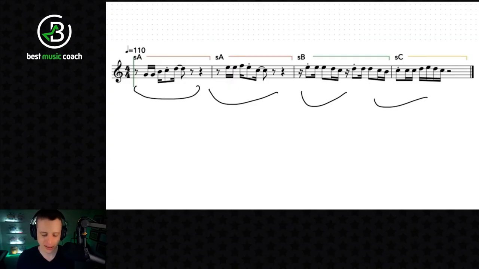AA'BC, we have an idea. We present the idea again. Then we have some type of area here that contrasts with the idea. And then we bring ourselves home in some way here.